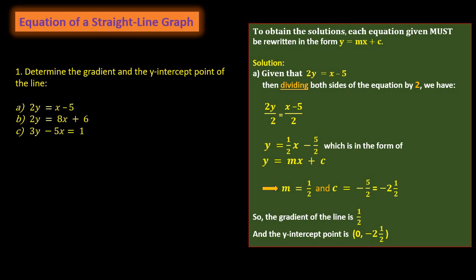In this video, we're asked to determine the gradient and the y-intercept point of the line. Let's look at part A: 2y equals x minus 5. Now, to obtain the solutions, each equation must be rewritten in the form y equals mx plus c, which is the slope-intercept form.